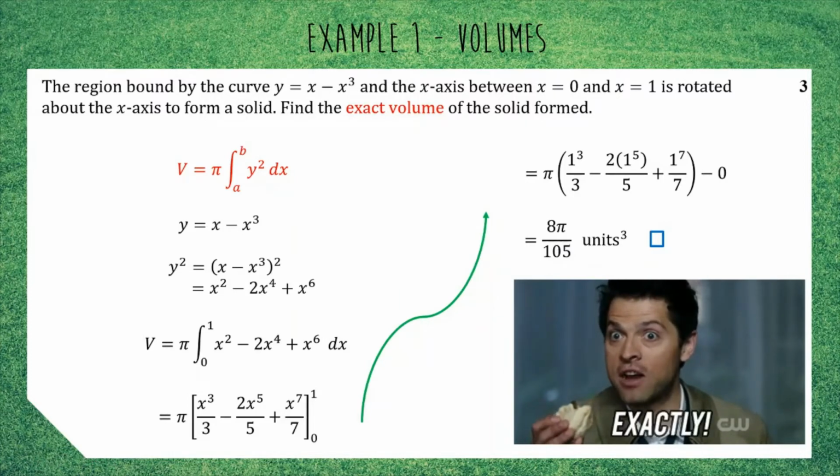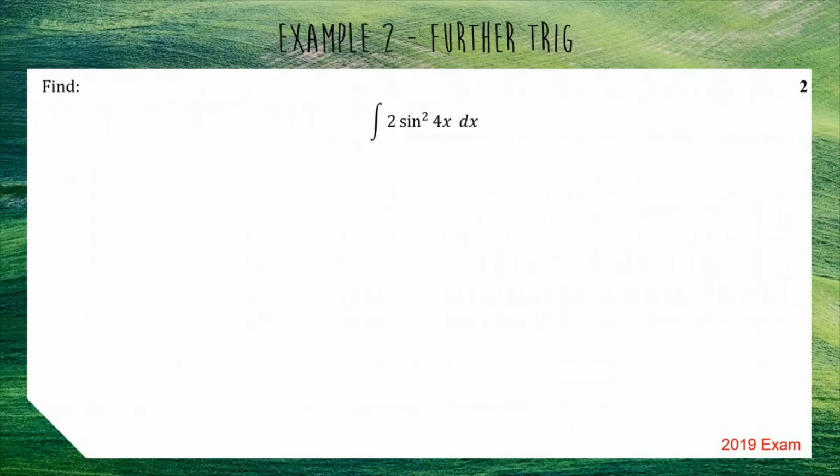Okay, there's the first one, so that's on the volumes. Remember that we also did volumes around the y-axis, so make sure you practice some of those. But for the next one, we're going to look at an integration involving sine squared or cosine squared. In this case, we're going to do sine squared. Again, this is a question from the 2019 exam. This is from the extension 1 paper.